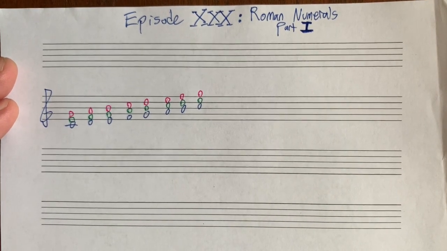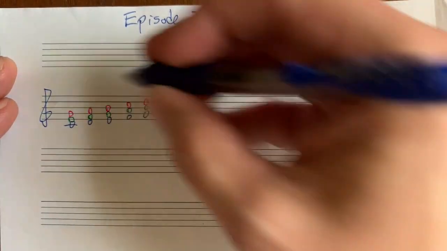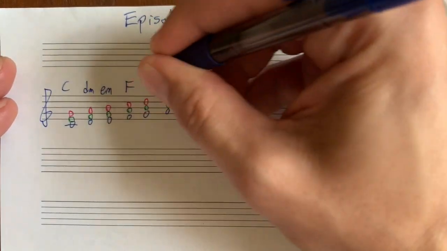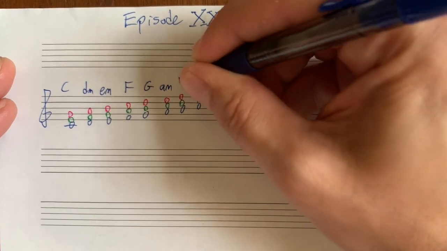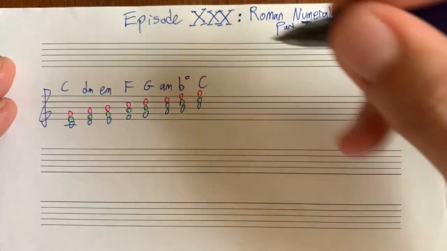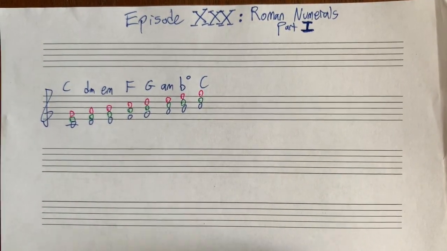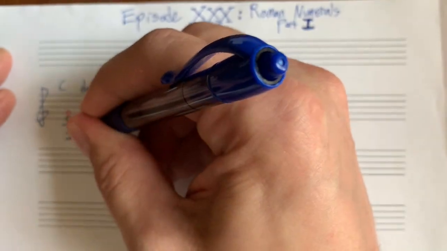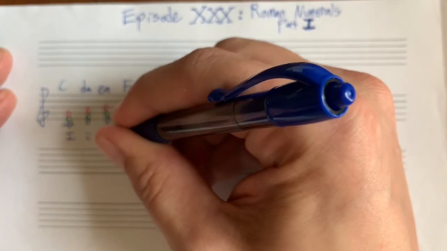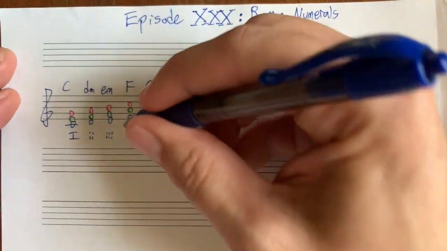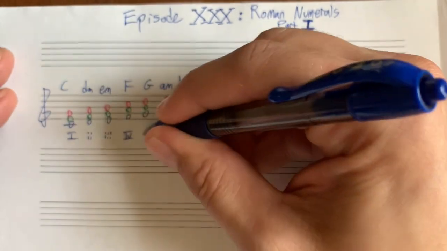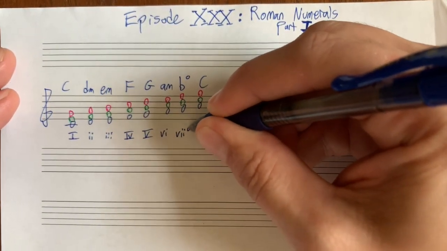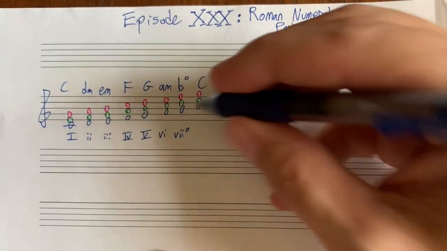In our triads, we name after their roots a C chord, a D minor chord, an E minor chord, an F chord, a G chord, an A minor chord, a B diminished chord, and a C chord. And no matter what key you're in, you can have this Roman numeral version. We like to use uppercase Roman numerals for major chords, lowercase for minor chords, and lowercase with a degree sign for diminished chords.